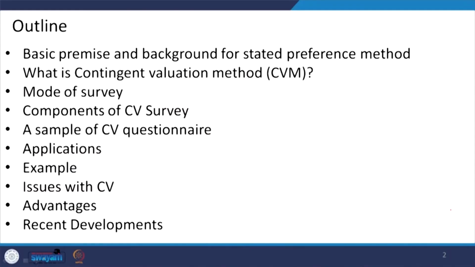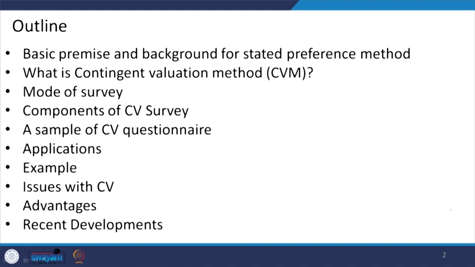So, let us discuss the contingent valuation method. Under this method we will be discussing the basic background for this stated preference method, because as you already understood, we do have the revealed preference method and we discussed several methods under this revealed preference approach. And then in this context, what is the necessity for having this stated preference method, what is the urgency and importance, that we will be discussing.